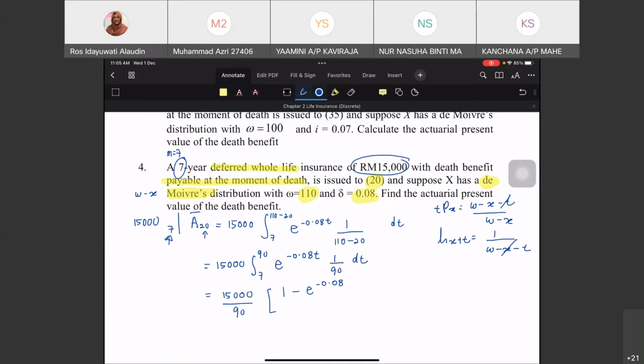So if I also want to use, okay, because I like it if the lower bound is 0, because I can just straight away put 1 minus, because e to the power of 0 becomes 1. Or you can also write as 0 to 83, because the bound 7 to 90 is 83 years, isn't it? So you take out the 1 over 90, 1 minus e.